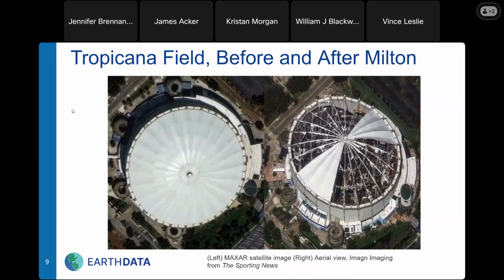And this is the iconic image of the destruction. This is Tropicana Field, where the Tampa Bay Rays used to play baseball, not this season. The special fabric roof was supposed to stand up to 110 mile per hour winds. Peak strength was 106 miles per hour, but it didn't quite meet the specs.